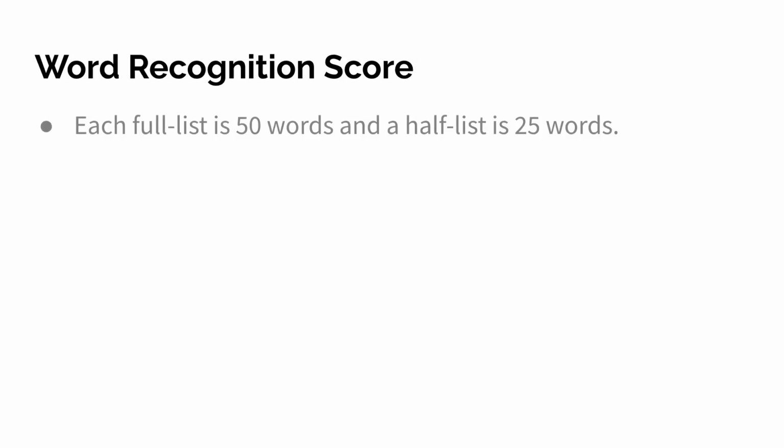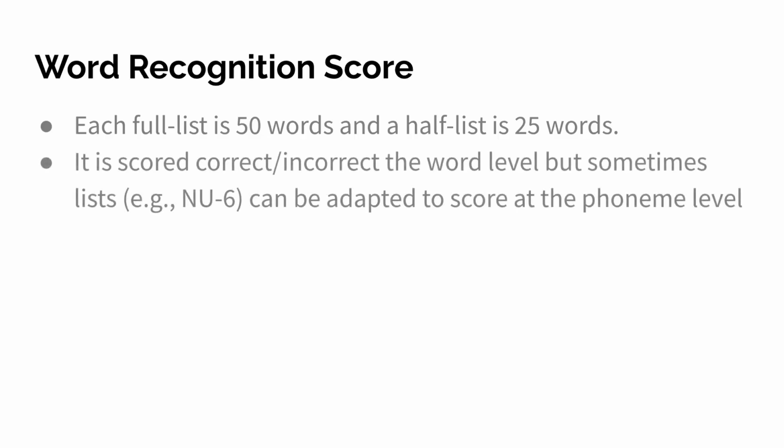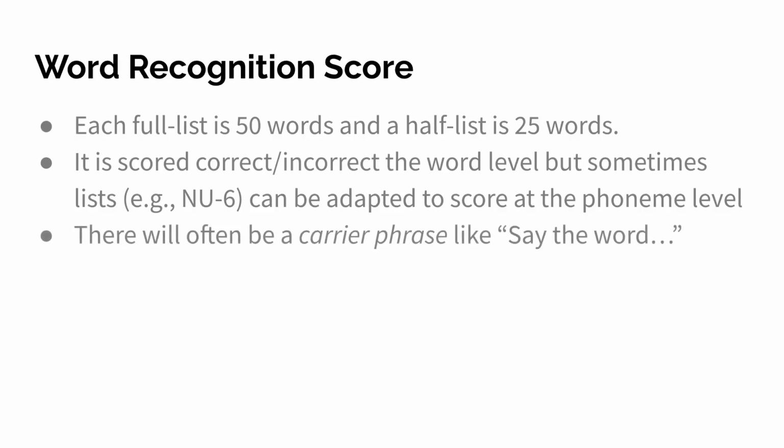Each full list is 50 words, and a half list is 25 words. That's the general standard. 25-word lists are far more common than 50-word lists. 50-word lists are the gold standard. It's scored correct or incorrect at the word level, but sometimes lists like the NU6 can be adapted to score at the phoneme level. There will often be a carrier phrase like say the word fish, say the word laud, say the word hike, that kind of thing.